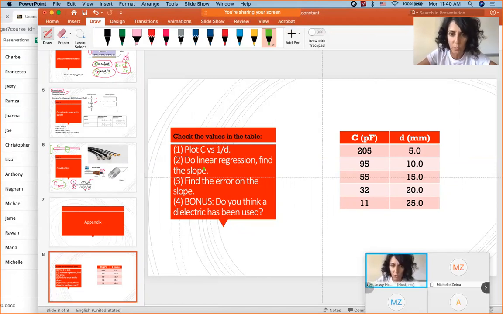Plot, you don't need to show me. Do the linear regression and find the slope. Just tell me what slope you get. If you do this in Excel, I think you need 2 minutes to get the slope. The error on the slope needs around 7 minutes. And try to guess item 4, which is a bonus. Are you ready to do this?